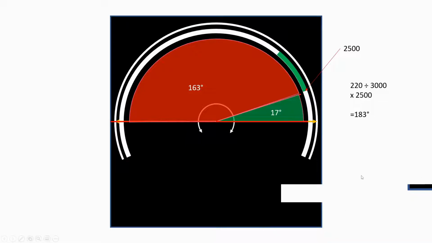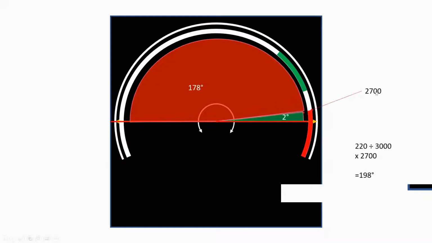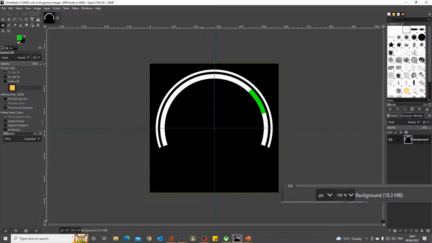Okay, last bit to do is where are the red lines? So my red line is at 2700 RPM. Same calculation, 220 divided by 3000 multiplied by 2700, 198 degrees from here, or 178 degrees from here, leaves us a whole 2 degrees to draw. Okay, well, that's easy. We can do that. So back in the drawing package.